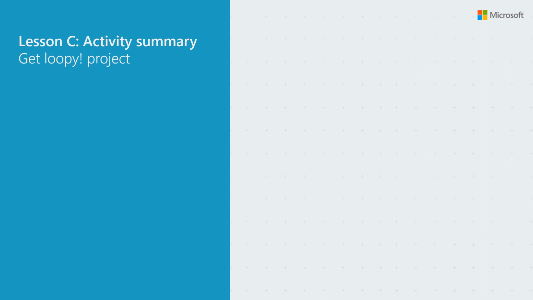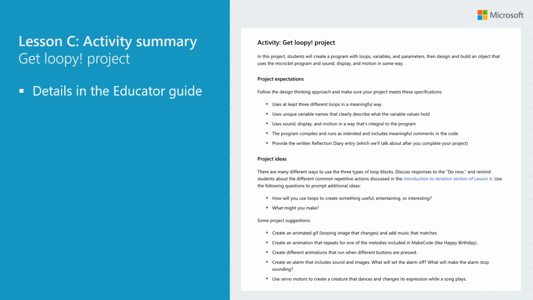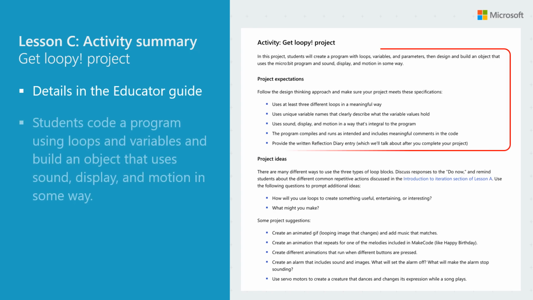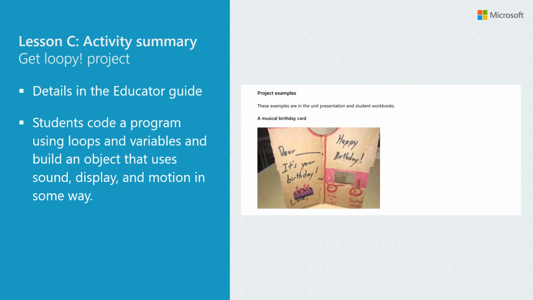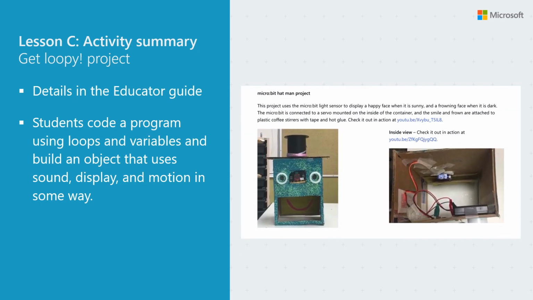Now for Lesson C, the project's called Get Loopy, and for this, students will code a program using loops and variables. And they'll build an object that uses sound, display, and motion in some way. So you can use the suggested ideas, and there are a couple of examples to spark ideas. Birthday card. The Hat Man example, that has links to these short videos so that you can actually see it in action. It's worth seeing the video so you can see how this actually operates using a very clever use of servo motors to get it to display a smiley face or a frowning face.